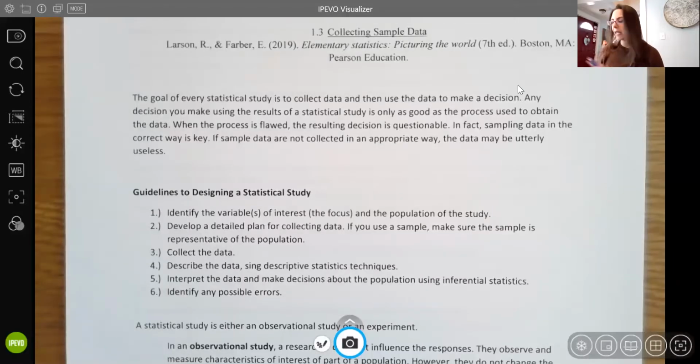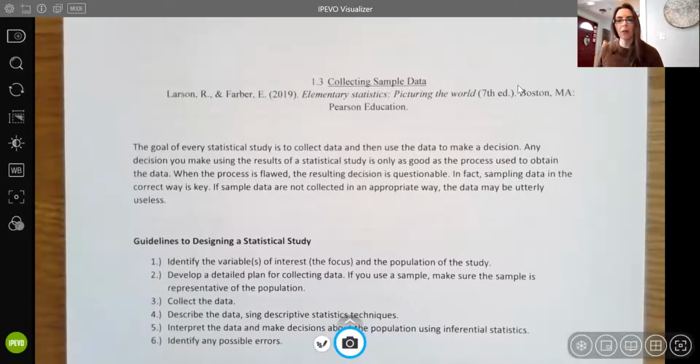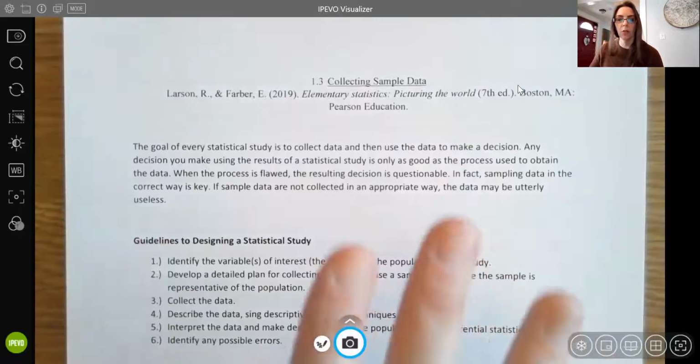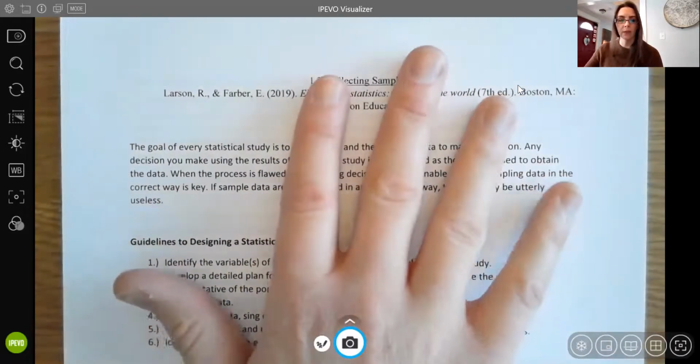Hi everyone. Today we're going to be discussing section 1.3, which is on collecting sample data. Okay. So again, with all the guided lecture notes, I do like to put a general citation up top, just so you know which text we're referring to, obviously the text in our class, in which section.